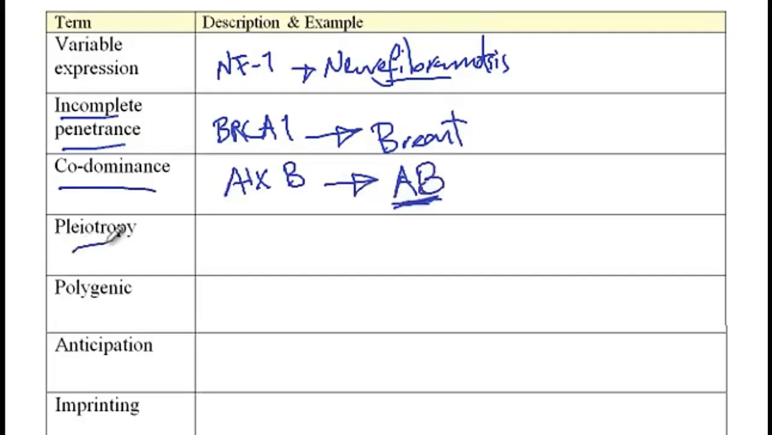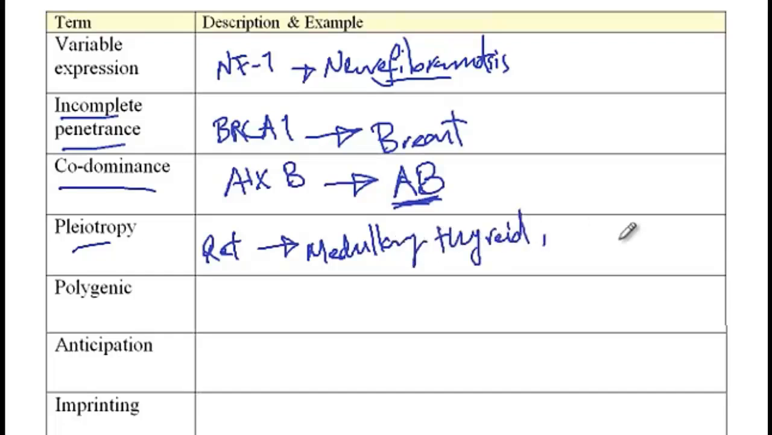The next condition is pleiotropy, where single gene mutations can develop multiple phenotypes. For instance, mutations in RET gene can cause multiple endocrine neoplasia, which can cause medullary thyroid carcinoma, as well as pheochromocytoma. So mutation in a single gene results in the development of multiple phenotypes.